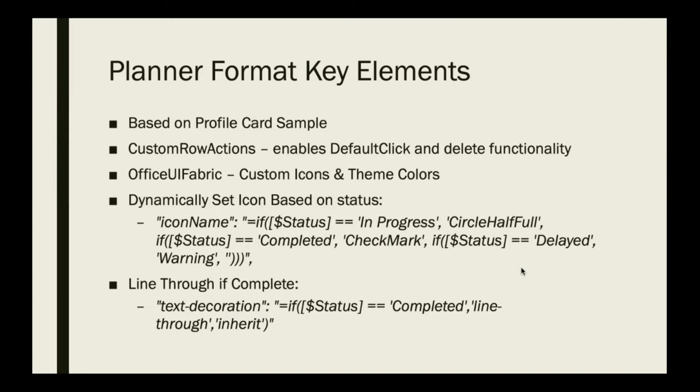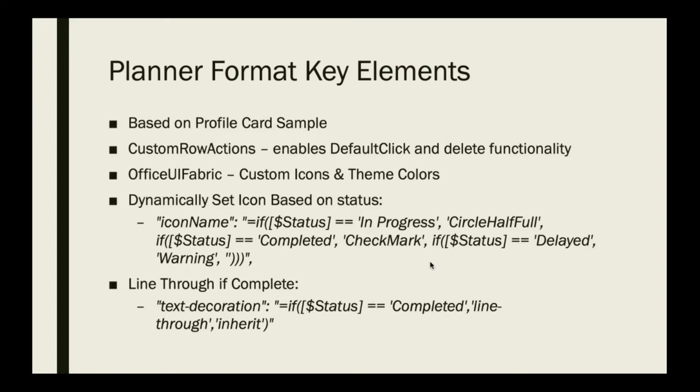From a code perspective, from the JSON, I'm dynamically setting those icons. You might have noticed that based on status, different icons were showing. This is how you can do that within the view formatting with a simple if statement. You can pass in the name of your status column here, and check if it's in progress, then display this icon. If it's completed, display this icon. And if it's delayed, display this icon.